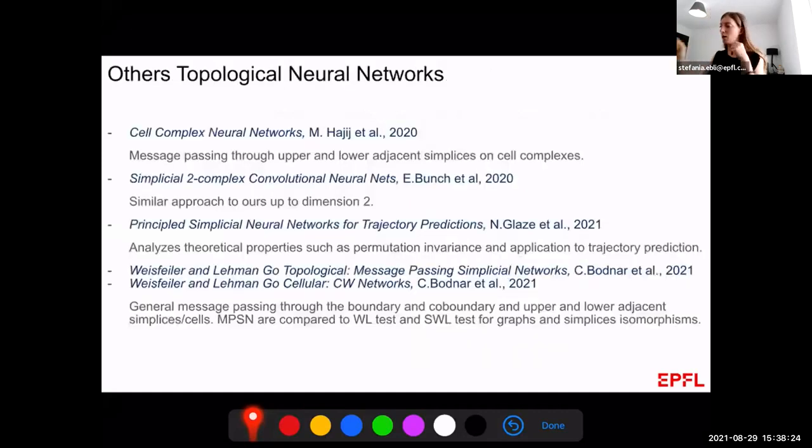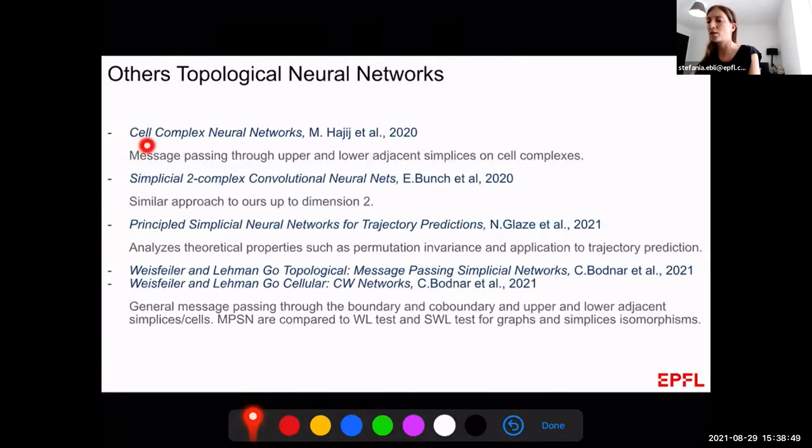Okay, so I will check how much time I have. Yeah, I think still in the remaining 5 minutes, this is the second part of my talk, in which I would like to talk about not my work, but other work that has been done on neural networks on data on general topological spaces. So there are different works that came out at the same time in 2020.